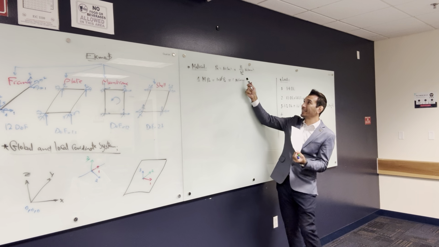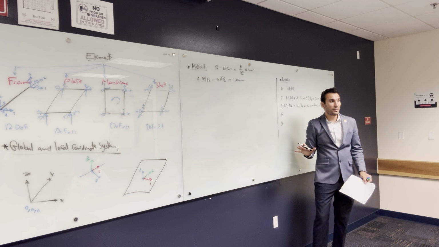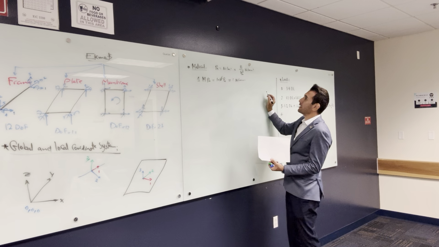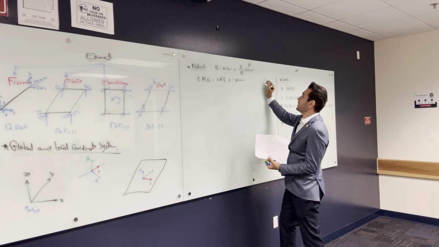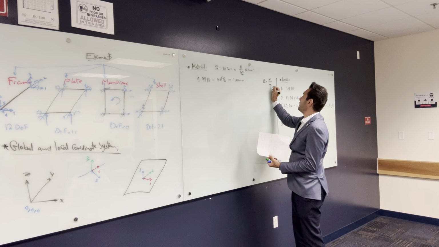And 1 million Pascal is equal to 1 Newton per millimeter square. You guys got that? It's just a simple conversion. So how do you convert actually? Let's say the Pascal is Newton per meter square, right?